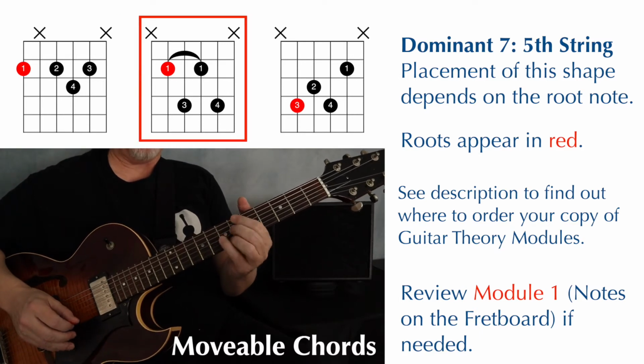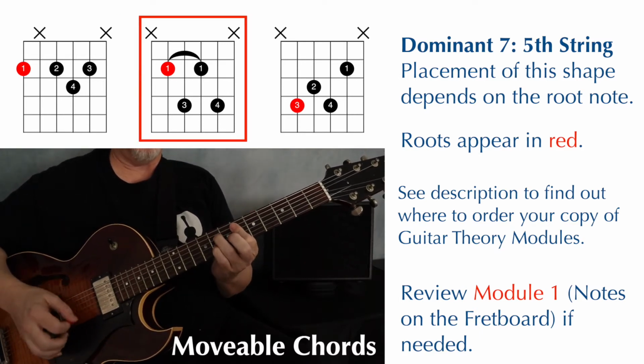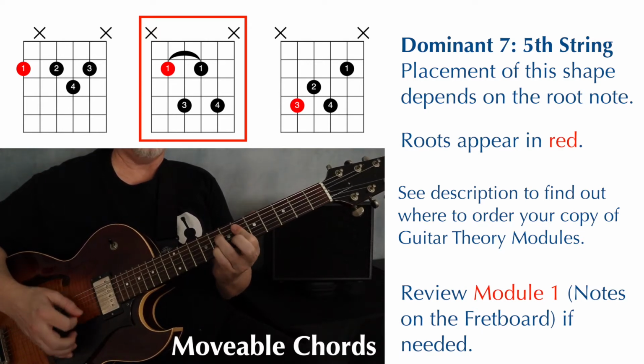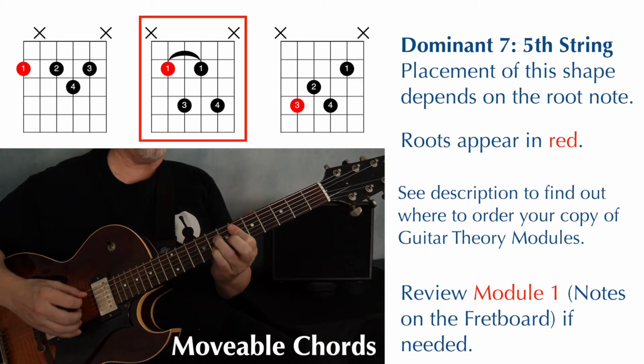Here's a dominant 7 shape you can play with the root on the 5th string. Finger 1, 3, 1, and 4. That's an E flat 7 that I'm playing.